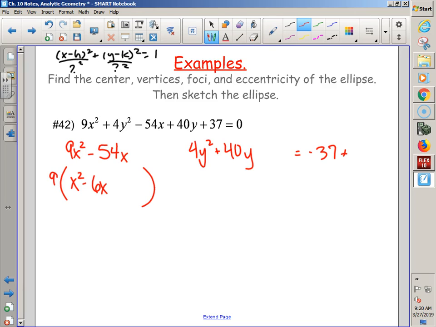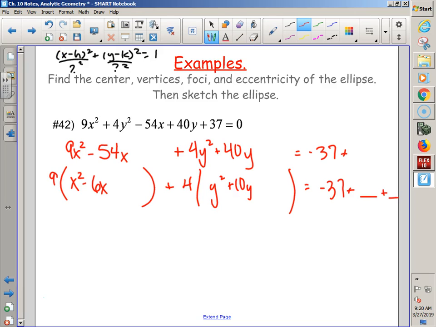Everything is still on the one side, right? Yep. I moved the 37 because I don't know how to split it. Besides him, everything's on one side. Now, guess what I have to do for the y terms also? I have to pull out the 4. I have the y squared plus the 10y. He needs a constant.